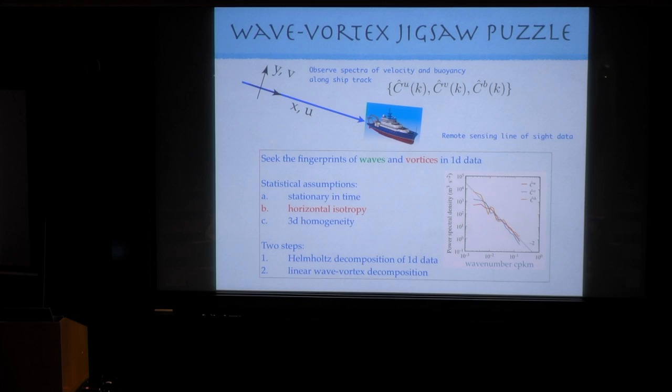In the first day, there was a lot of talk about remote sensing and line of sight data and astrophysical problems. We share the same problem, that we have high resolution measurements on very small sets, like lines. And if you just look at these spectra in their bare form, they look like this. You might draw a power law slope, but you can't unlock whether this is made by two-dimensional turbulence or by waves, say. So we found a way to do a Helmholtz decomposition of these spectra.